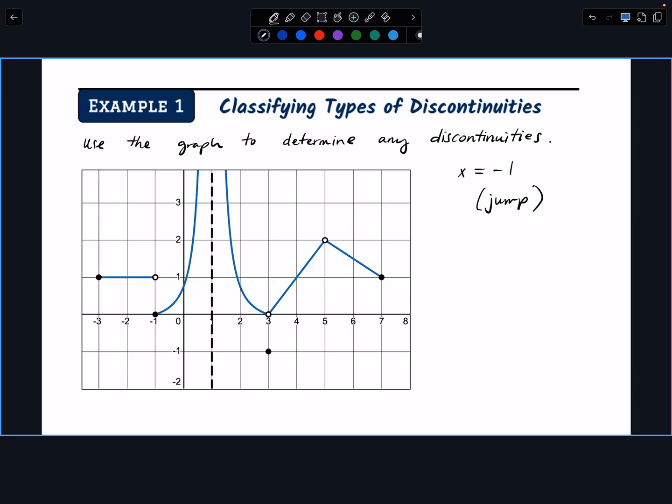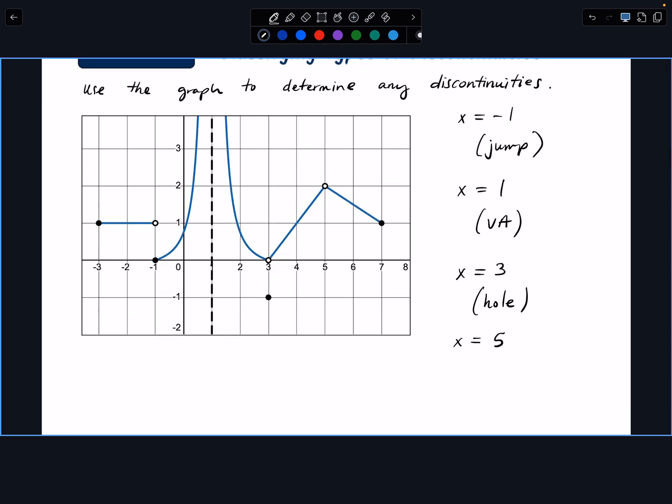Where's the next discontinuity? At 1? X is equal to +1. What's happening there? Vertical asymptote. Good. Where is the next one? 3? What's happening there? There's a hole. Good. Anywhere else? 5. Good. What's happening there? Hole. Okay.